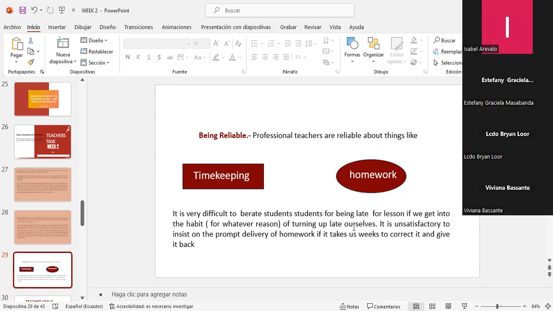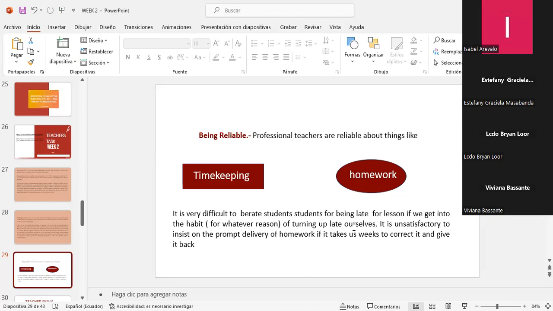Okay? Berate a student. What is berate a student? It's like, hey, correct the behavior. Okay, student? For lesson, if we get into the habit, for whatever reason, of turning up late ourselves, it is unsatisfactory to insist on the prompt delivery of homework. It takes us weeks to correct it and give it back.